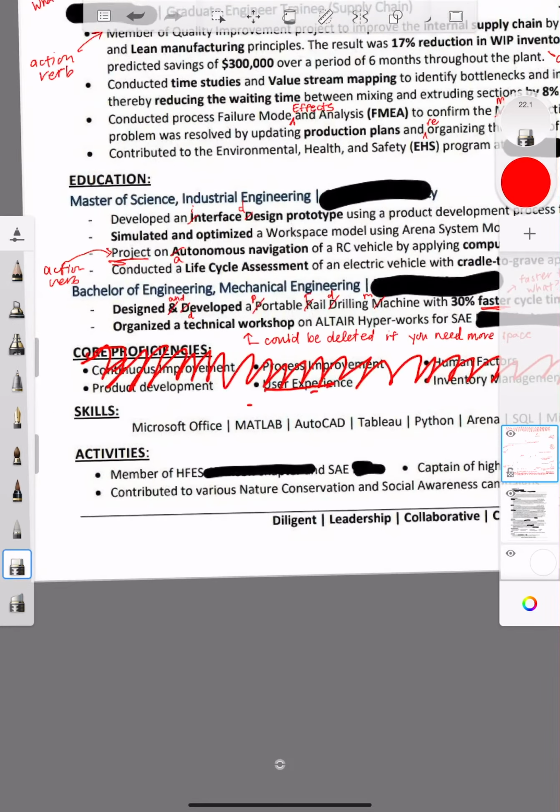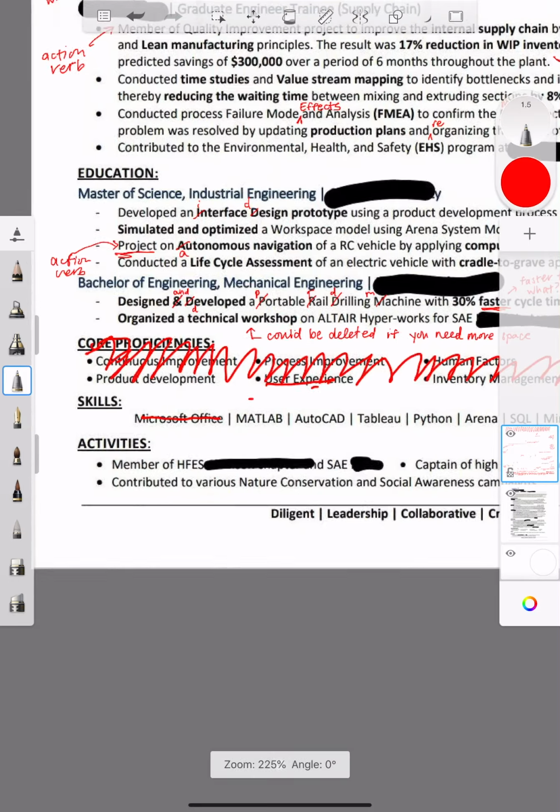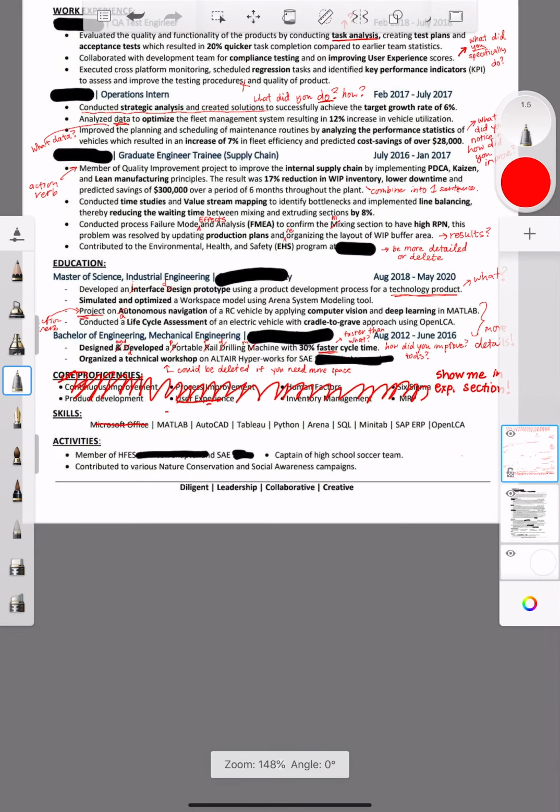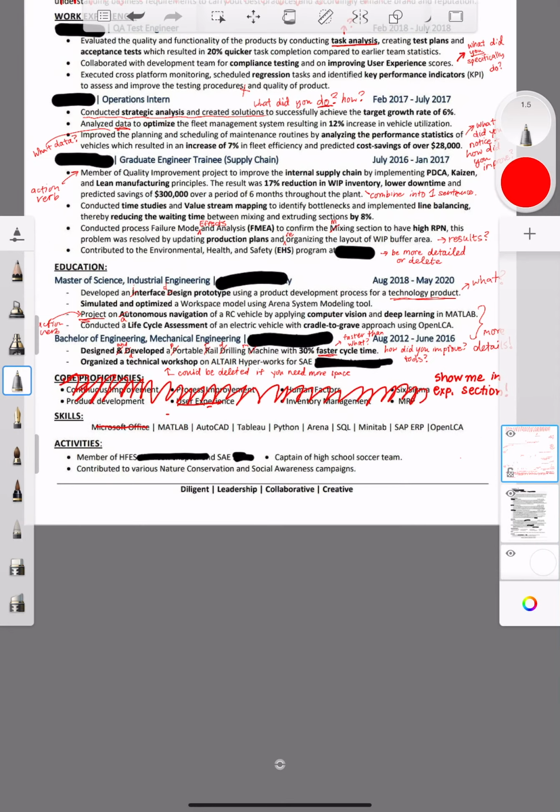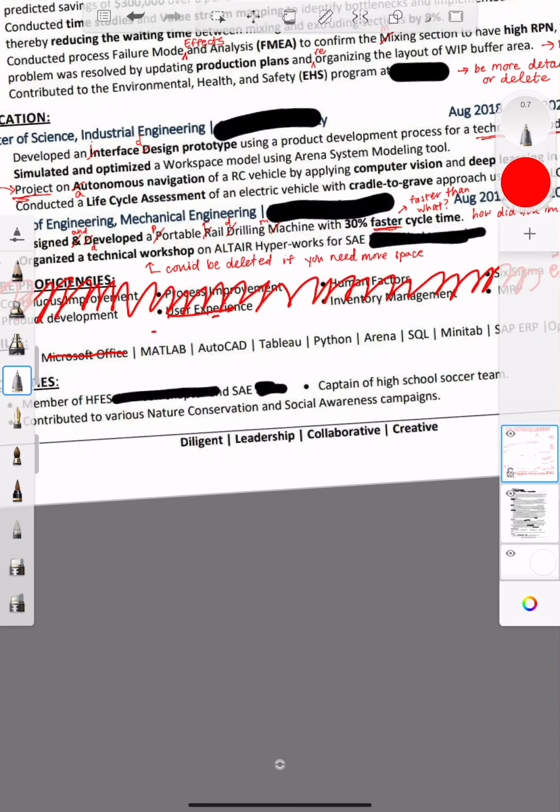Same thing with Microsoft Office. I am not a fan of putting Microsoft Office on your resume. Make sure these are listed here, let me list by relevancy, I would say.